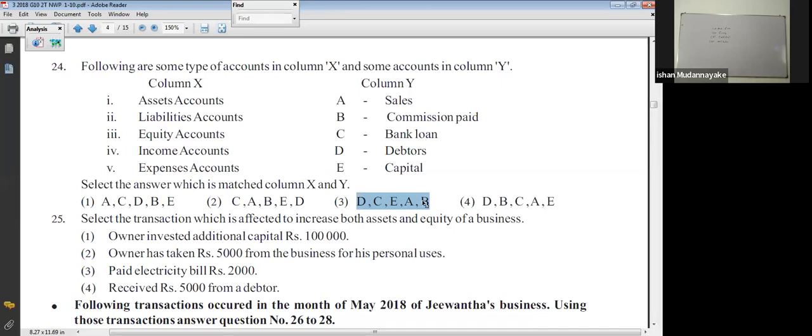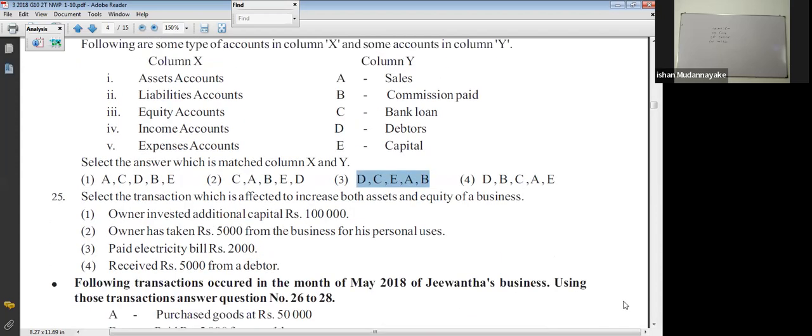Asset account, debtors; liability account, bank loan; equity account, capital; income account, sales; expenses account, commission paid. Correct answer. All right.